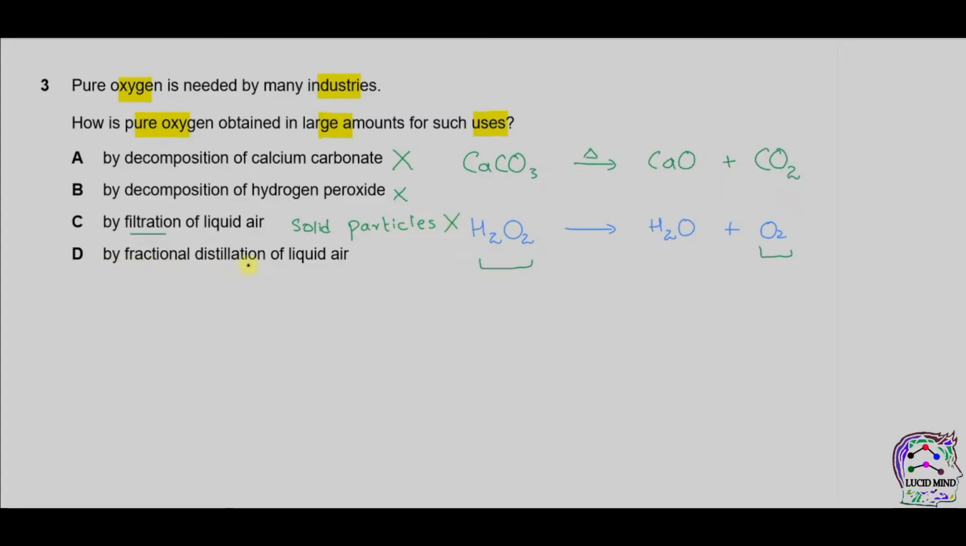Part D is by fractional distillation of liquid air. Now fractional distillation is the separation on the basis of boiling point. So we can separate oxygen based on this experiment. Oxygen is 21% in air, so there is quite a large quantity of oxygen that can be obtained from fractional distillation of liquid air. Correct answer is therefore D.